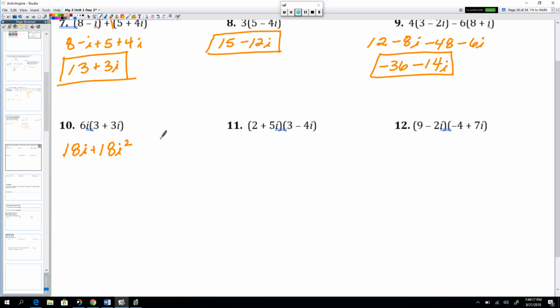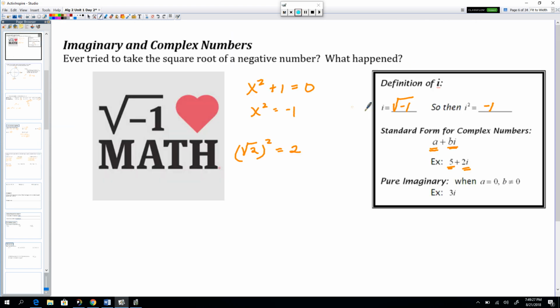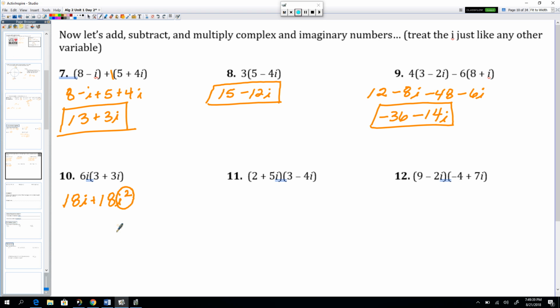What did we say we could always replace i squared with? -1. Every time you see this i squared, you need to remember, from back up here, that i squared can always be replaced with -1, and you always need to do that. Your answer will not be completely simplified if you don't do this step of replacing this with a -1. So let's watch what happens with that.